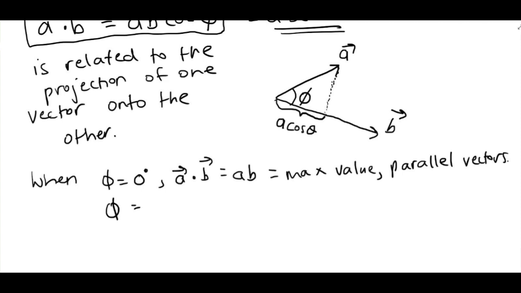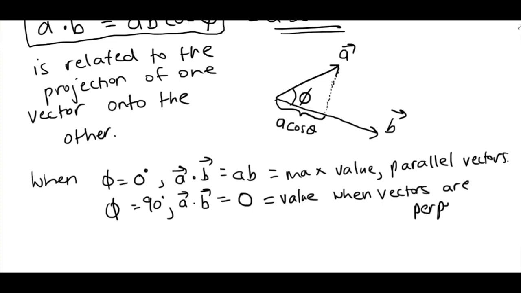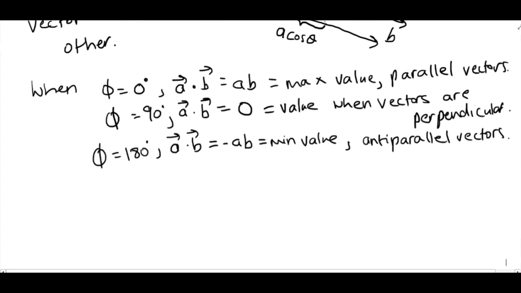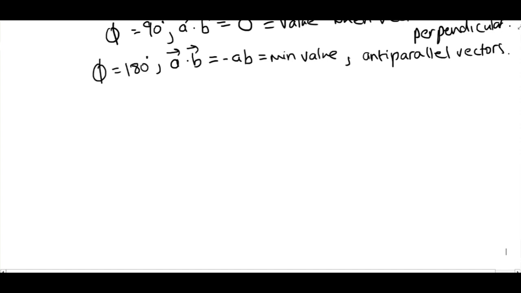Now, if the angle is 90 degrees, then A dot B will give 0. And so this is a value when the vectors are perpendicular to each other, or at a right angle to each other. The last case is when phi is equal to 180 degrees, and what we get is A dot B will give us negative AB. And so this is the lowest value we can get. And what this means is that the two vectors are anti-parallel. So what this means is that they are parallel, but in opposite directions.